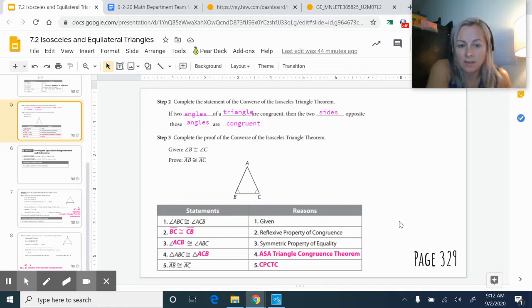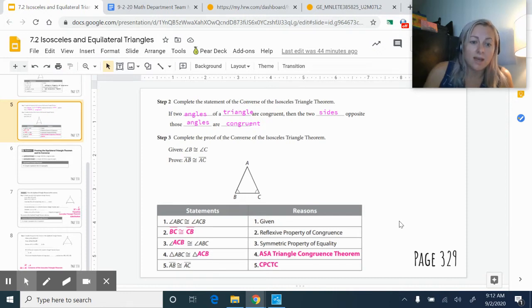Statement 1, angle ABC is congruent to angle ACB because it's given, all right? Angle B being congruent to angle C is given. Those are just other ways of writing those angles. Number 2, segment BC is congruent to segment CB because of the reflexive property of congruence.